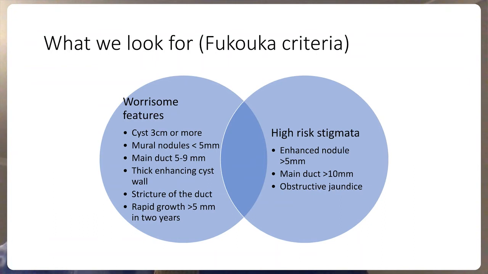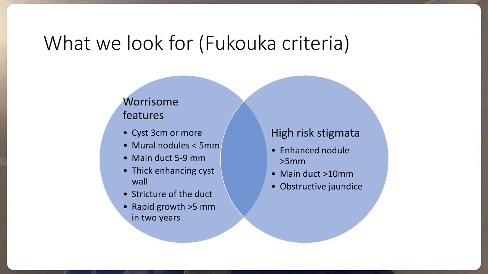And then we move on to the high-risk stigmata. With the high-risk stigmata, this means that if you have any one of those three features, the risk of having cancer in that lesion is about somewhere between 40 and 60%. And these are an enhanced nodule bigger than 5 millimeters. And these nodules will be seen on MRI and endoscopic ultrasound scan usually easily. If the main pancreatic duct is dilated to more than 10 millimeters in diameter, this is highly suspicious for malignancy.